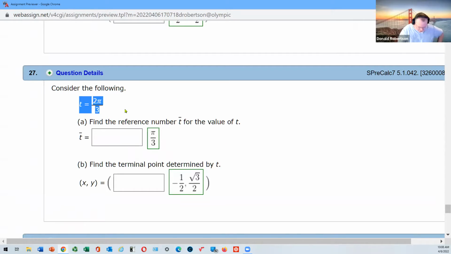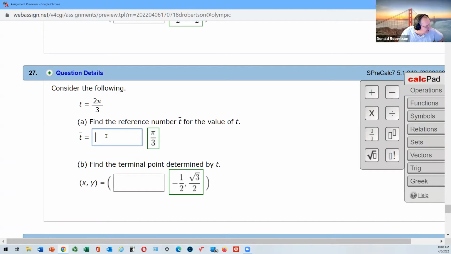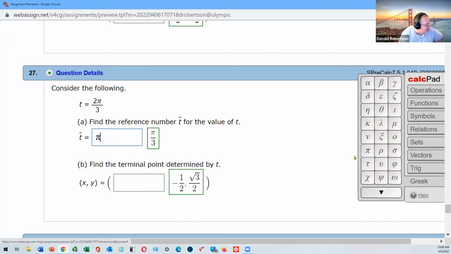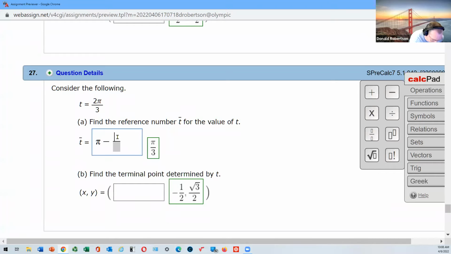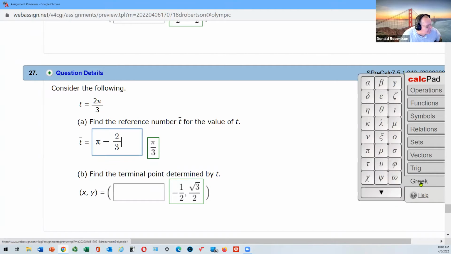Original angle is 2/3 pi. Now, if you imagine where 2/3 pi is, it's actually in the second quadrant, right? It's 0, 1/2 pi, 2/3 pi, right? It's in the second quadrant. And the second quadrant, that's this guy. And you get this guy because it's in the second quadrant, it's pi, take away 2/3 pi. And that's where their answer comes from. Are you comfortable about that now?